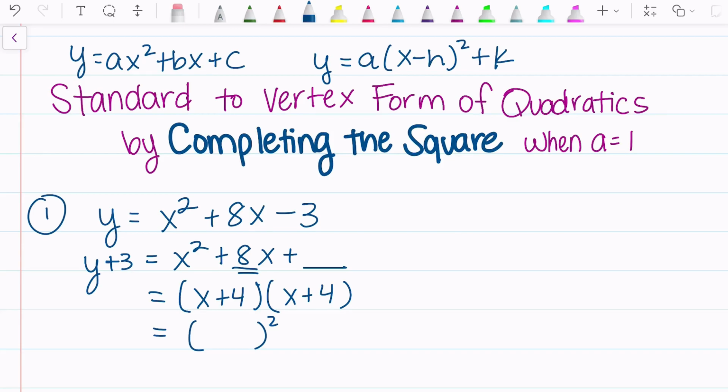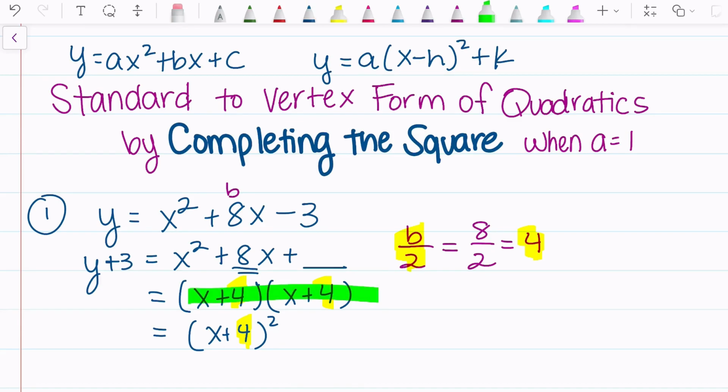Now maybe the number isn't so obvious, and so the way we can find this number every time is by doing b over 2. So if I take b over 2, b is my 8 here, and divide it by 2, I will get 4. And this number, b over 2, is always what's going to go right here, okay? So let me go ahead and put that down. Now the number that goes in the blank is going to be the c value that would be created if you had distributed this whole thing, okay? So if I had distributed that whole thing, the constant on the end, that c value, would come from 4 times 4, which would be 16.